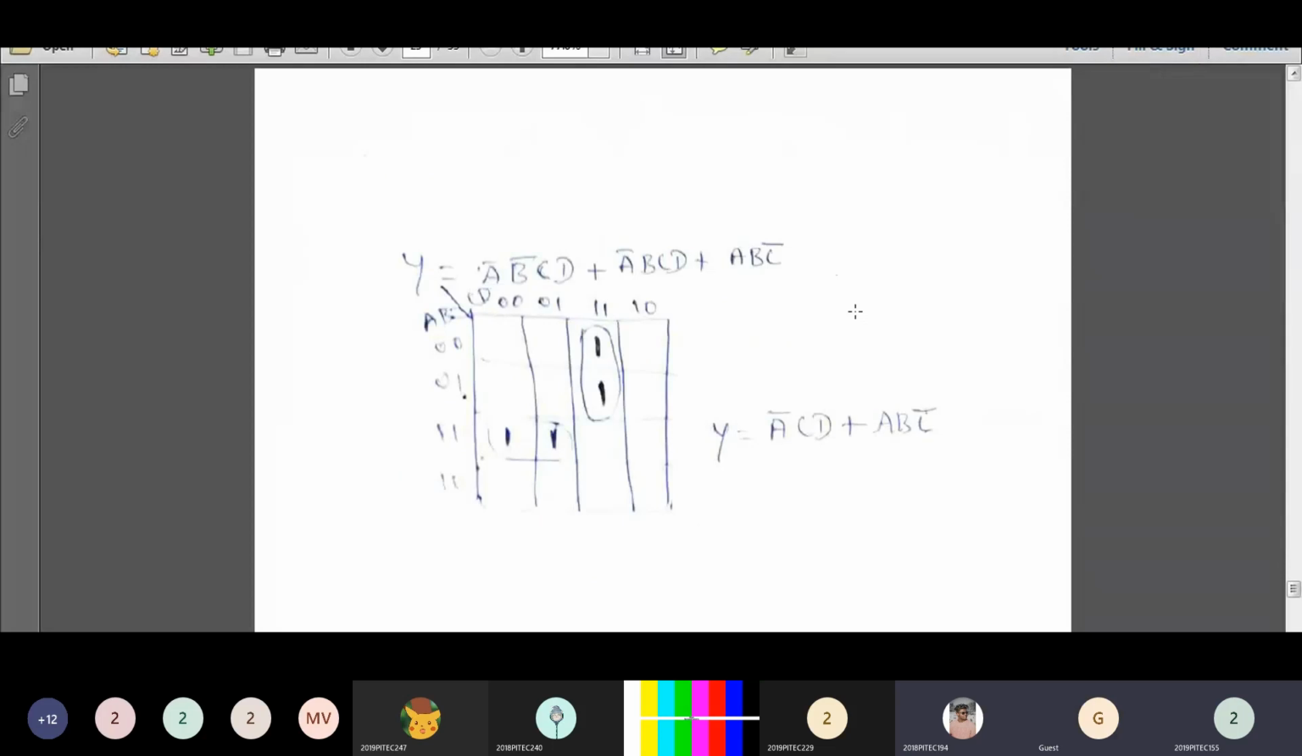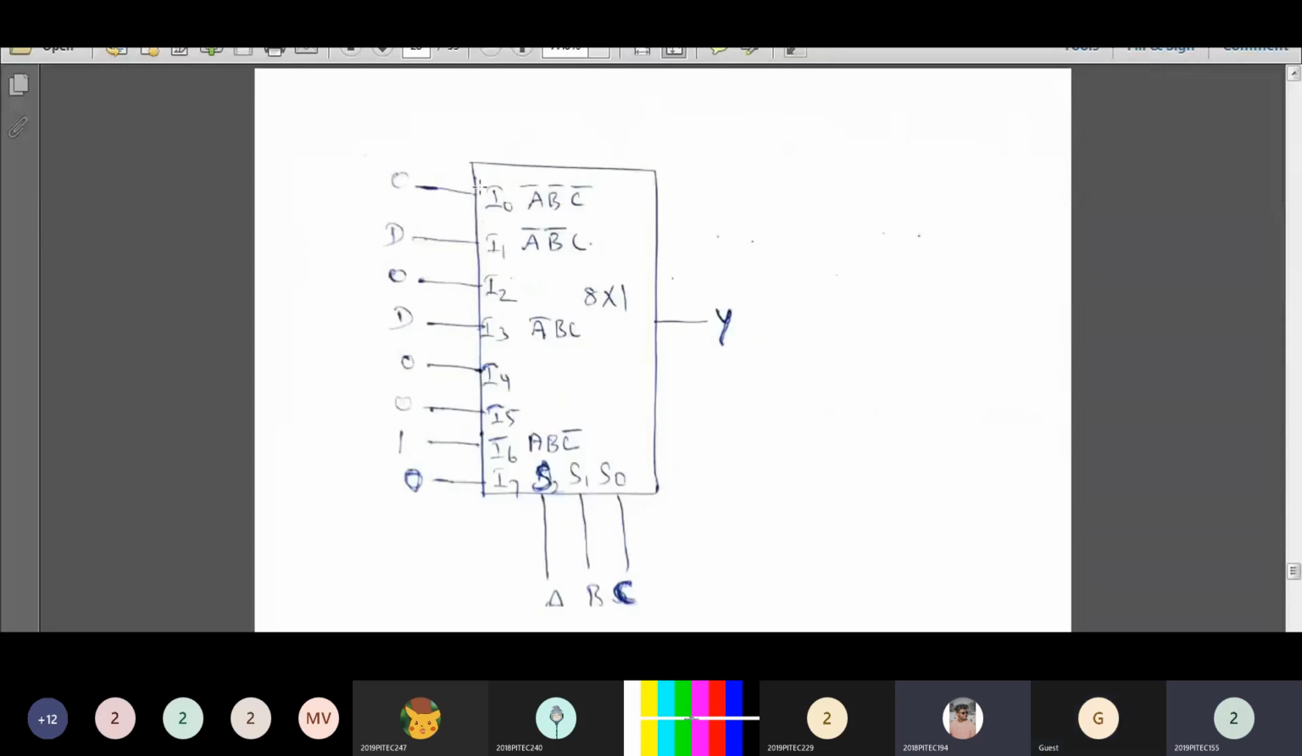You have to find the expression for this 8 cross 1 multiplexer. No need to consider I0, I2, I4, I5 and I7 because they are connected to 0. So you have to consider the input lines I1, I3 and I6. Next, find the corresponding min terms for this function. A, B, C are the selection inputs. When the selection input is 0, 0, 1, I1 will be connected to the output line.